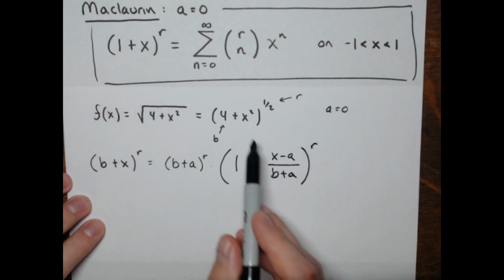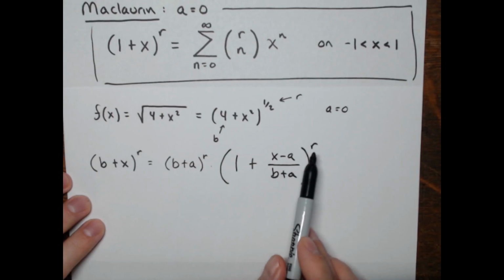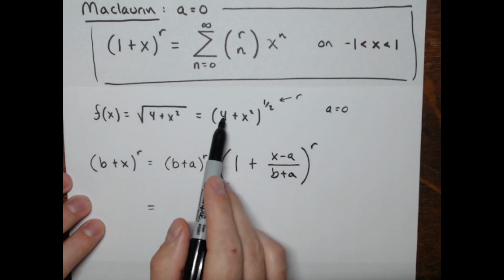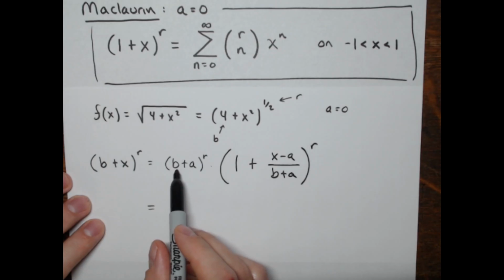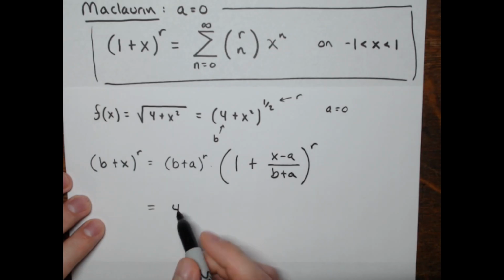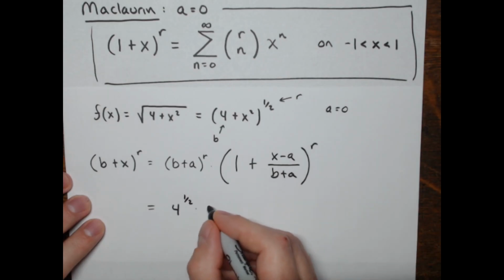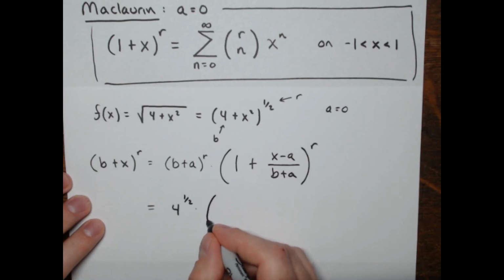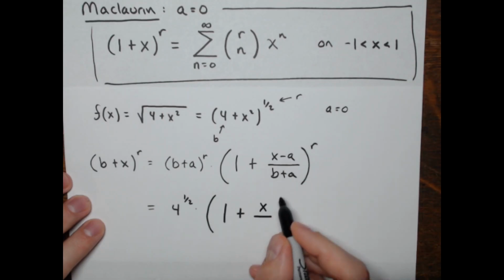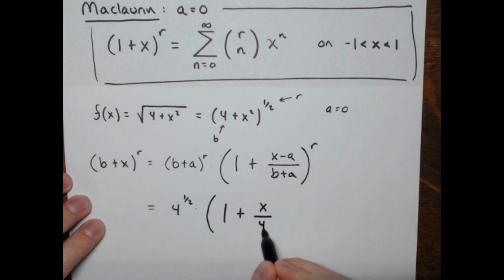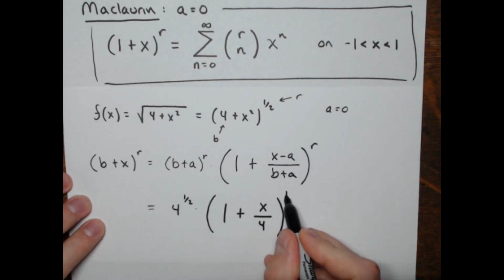And then here's where we're going to use our series statement. 1 plus something to the r, I can write as a series. So making all these substitutions, 4 for b, 0 for a, 1/2 for r, we just have 4 plus 0, this 4 to the r right here, 4 to the half, square root of 4, times, well, that's just 2. I can write that as 2 in a second. 1 plus, and then x minus a, that's just x, over b plus a, which is 4 plus 0, so x over 4, to the half.